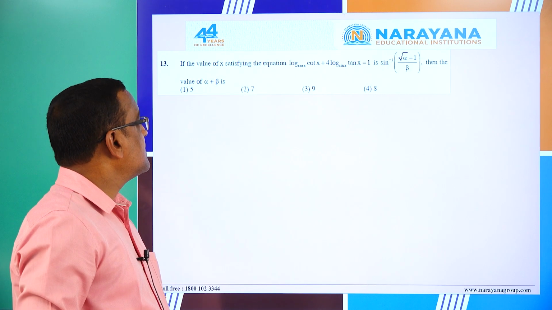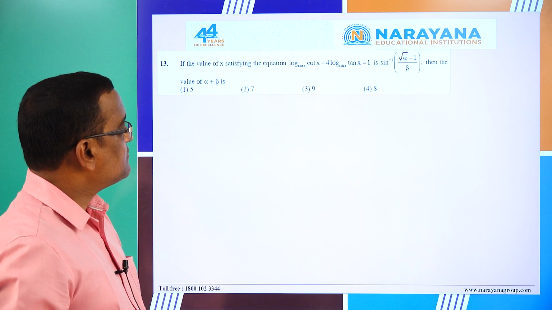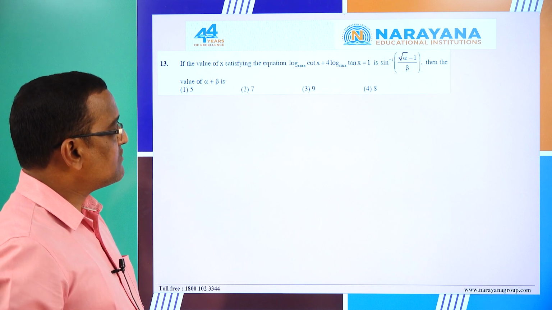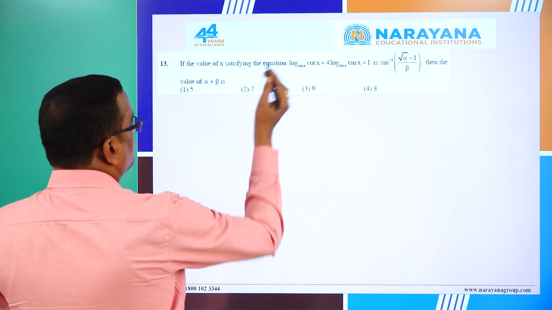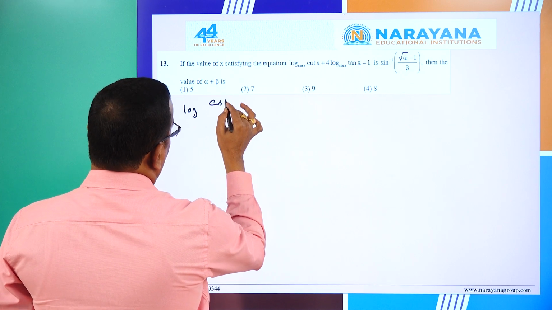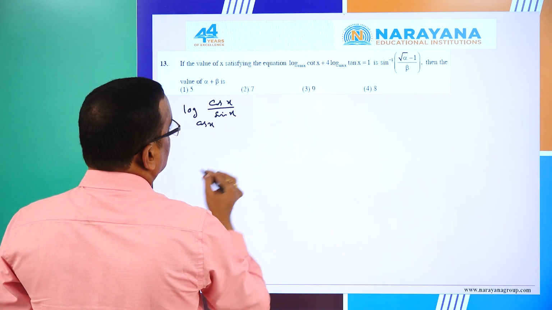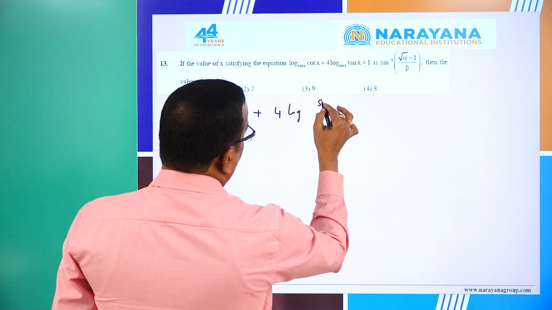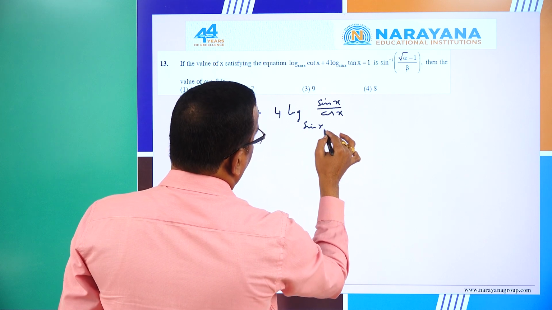Coming to the next one: if the value of x satisfying the equation log of cot x to base cos x plus 4 times log of tan x to base sin x is equal to 1 is sin inverse root alpha minus 1 by beta, then find the value of alpha plus beta. We can write the given equation like this: log of cot x, which is cos x by sin x, to base cos x plus 4 times, and tan x we can write as sin x by cos x, base sin x is equal to 1.